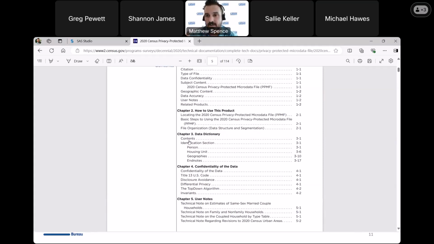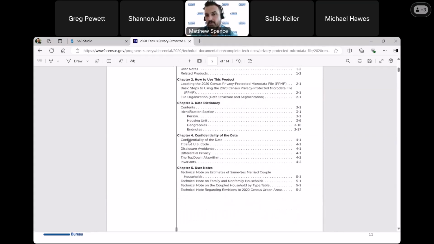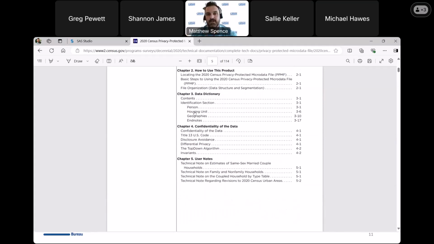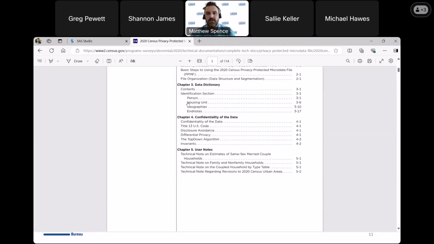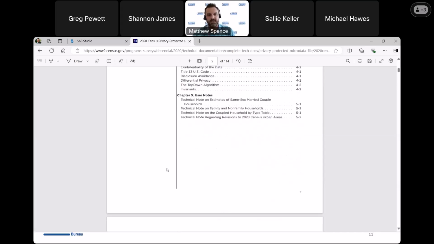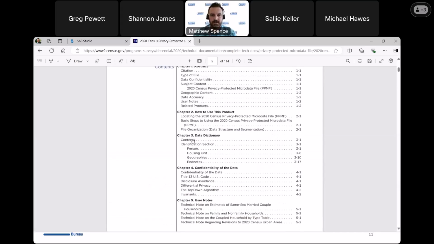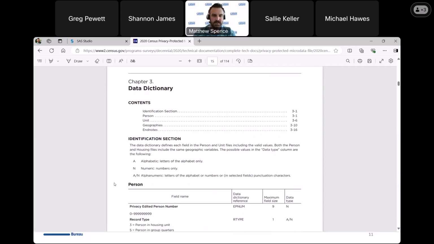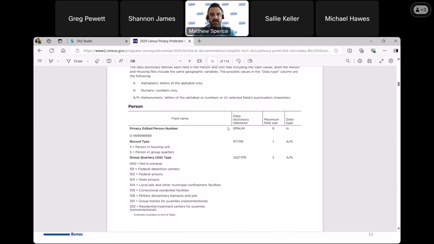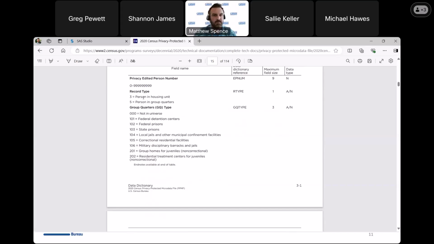It's a data dictionary, or a record layout you might call it, to understand what RELSHIP 27 means. We also have a variety of information about the confidentiality of the data and user notes. But if you click on section 3, you can go down and see what these variable names are. EP num, what size it is, what type it is, numeric. Person number, record type. That means whether that person, 3 is housing unit and 5 is group quarters.